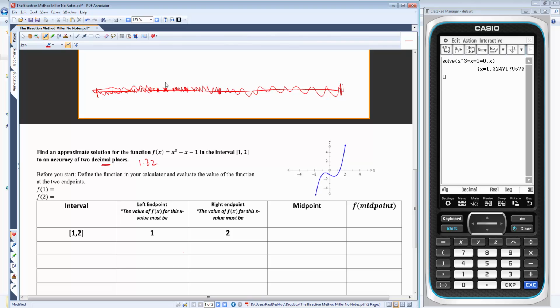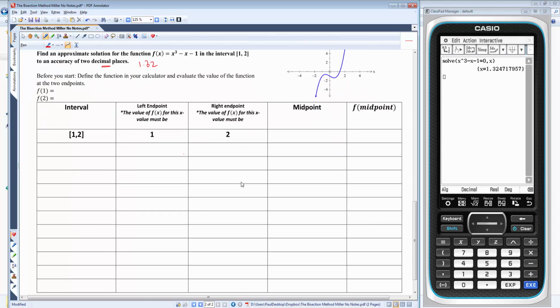So what this table down here gives us is a more systematic way of working it out. The first step says here, before you start, define the function in your calculator and evaluate the value of the function at the two endpoints.